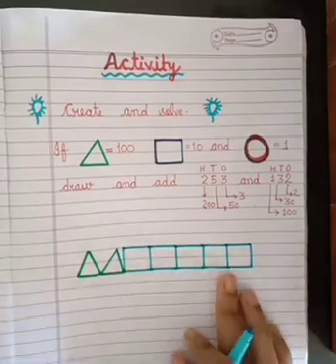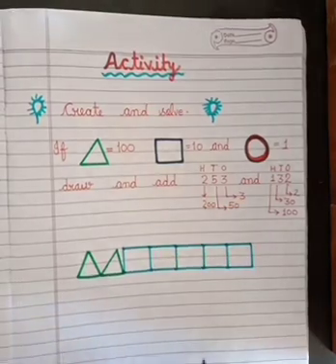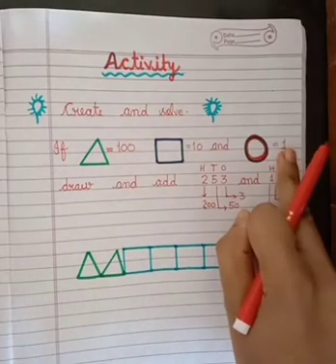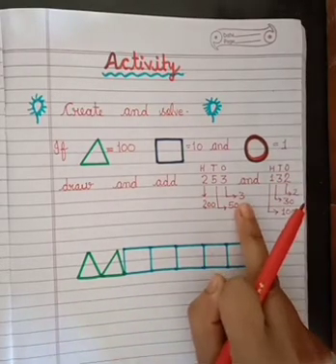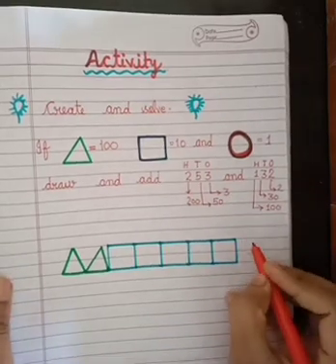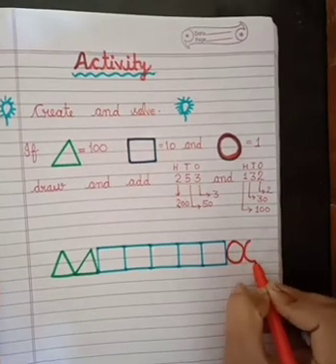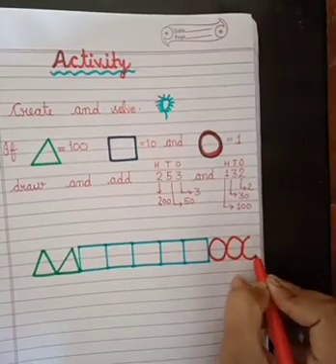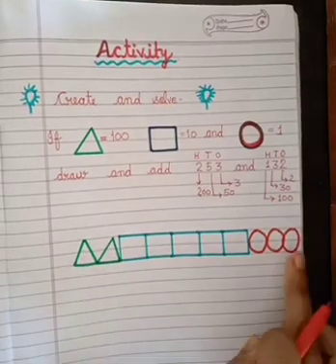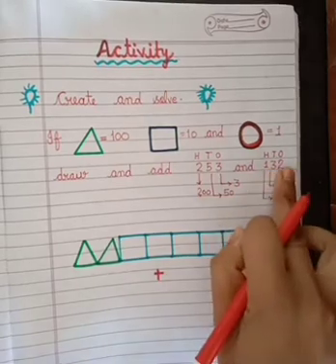Now it is 50. And the digit at the ones place is 3. So we will draw 3 circles because one circle is equal to 1 and we have to draw 3 circles. 1, 2 and 3. So it is 253, plus we have to add 132.